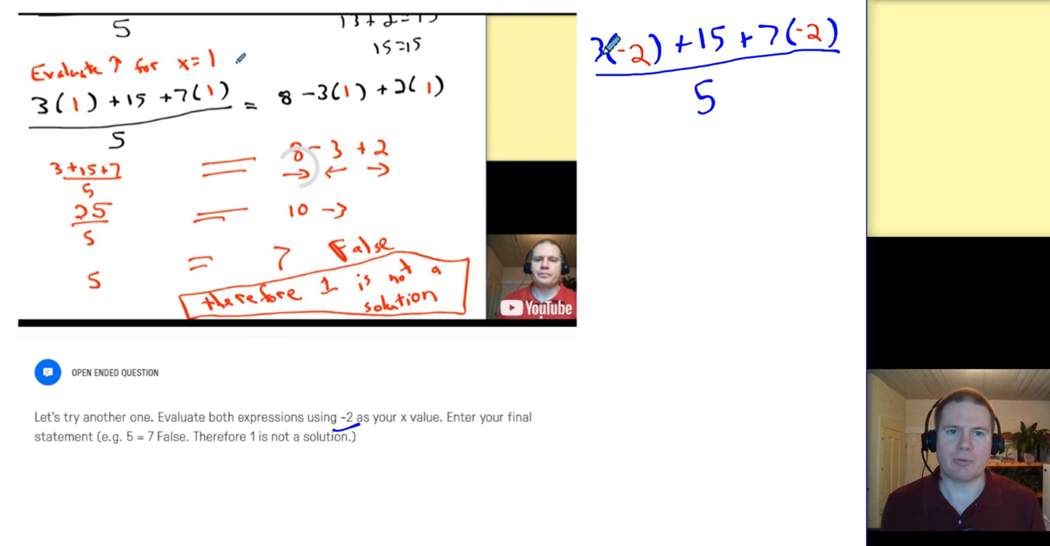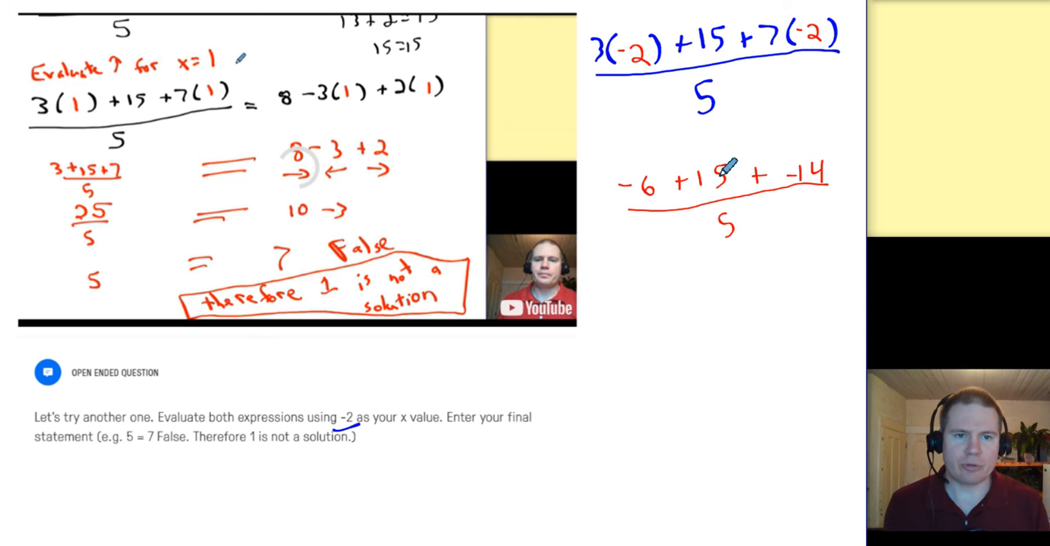And then simplify. 3 times -2 is -6. 7 times -2 is -14. So I have 3 terms here. 15 minus 14 is 1. And -6 plus 1 is -5. Right? Back up 6, move forward 1, get to -5. Divide that by 5, I get -1. Or I can put it over here as -1.